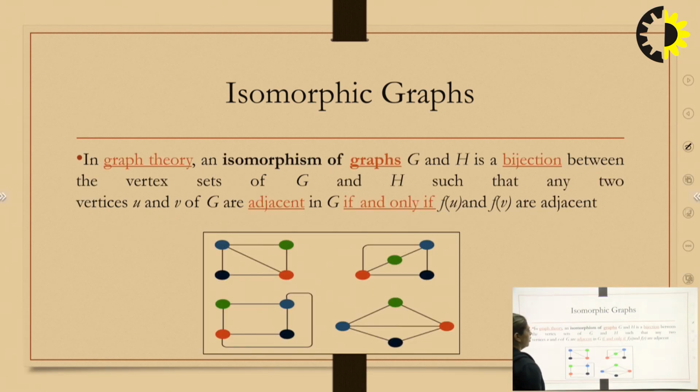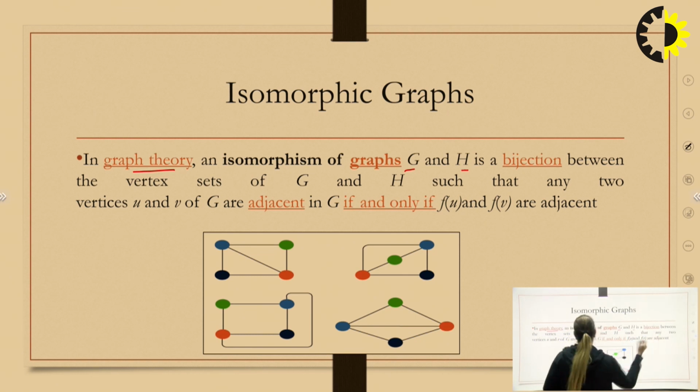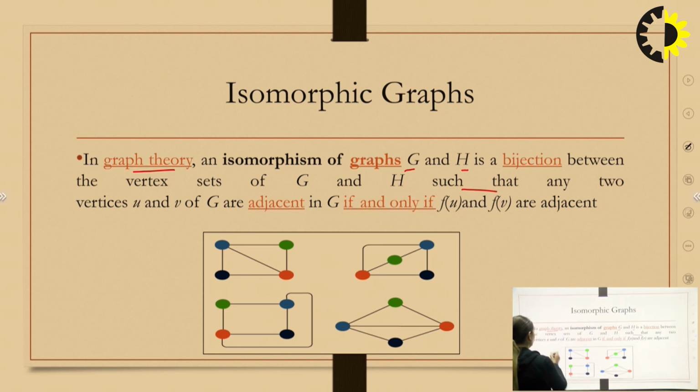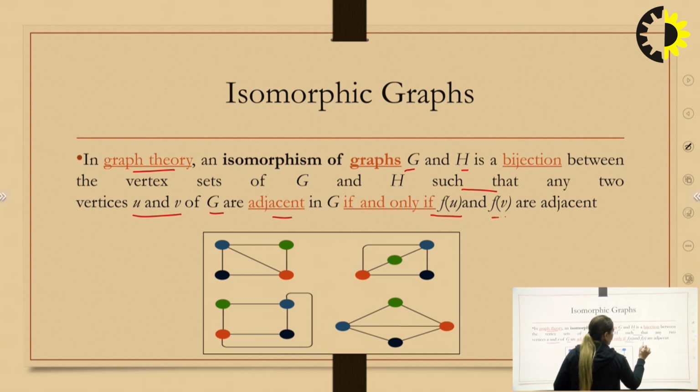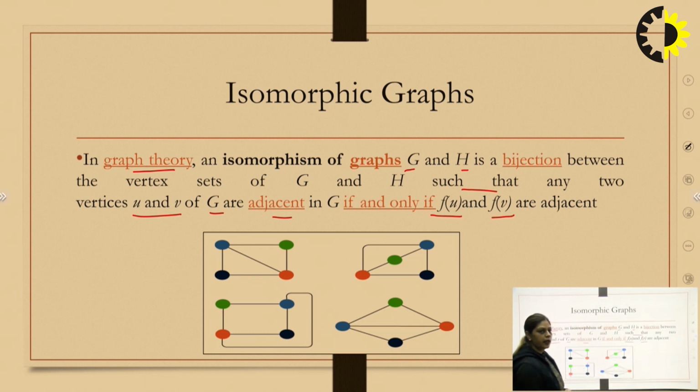Now let's have the technical definition. In graph theory, an isomorphism of graphs G and H is a bijection between the vertex sets of G and H such that any two vertices u and v of G are adjacent in G if and only if f(u) and f(v) are adjacent in H.